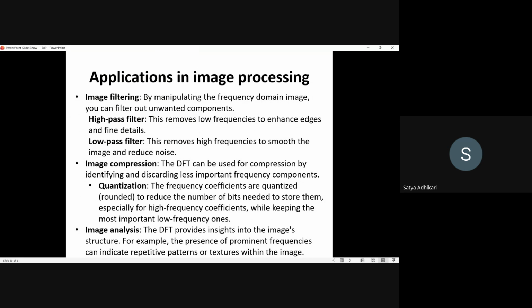Image filtering. By manipulating the frequency domain image, we can filter out unwanted components. So filtering is easy. Once it is converted to the frequency domain, there is the high pass filter, which removes low frequency to enhance edges and fine details. And as the name suggests, the low pass filter removes high frequency to smooth the image and reduce noise.